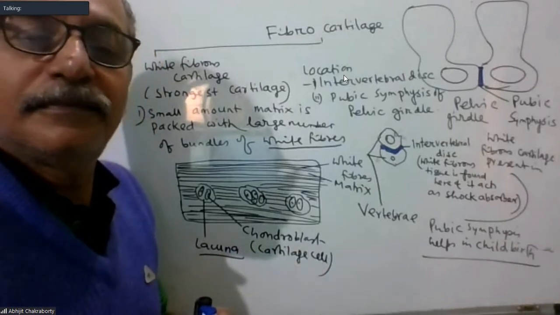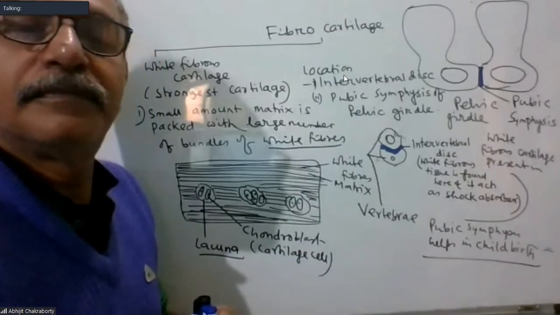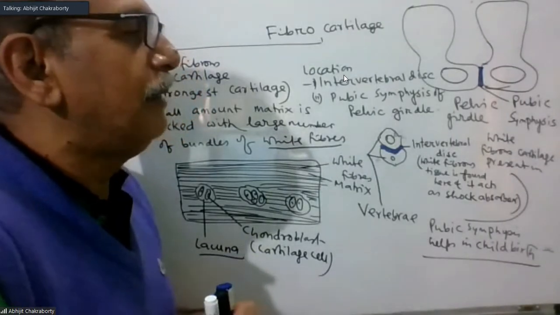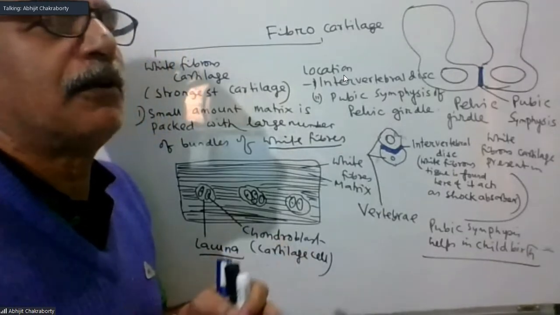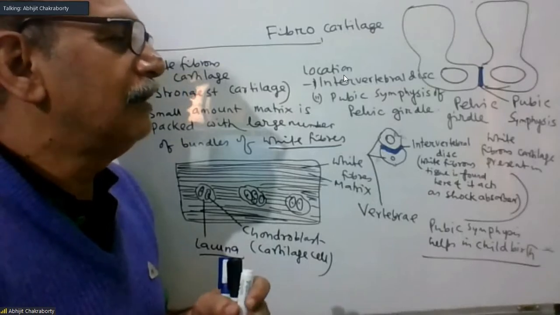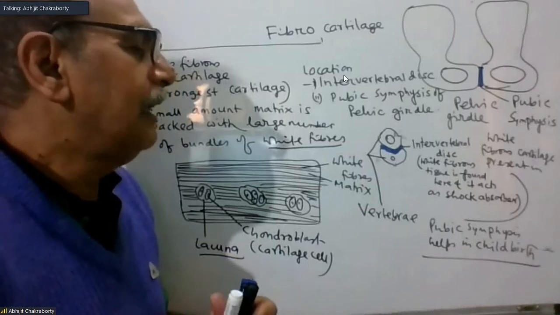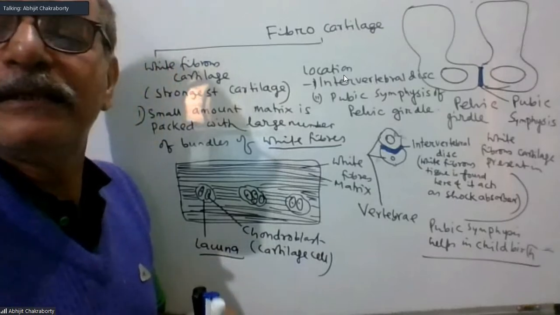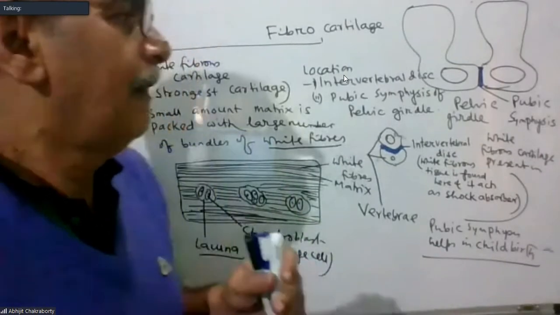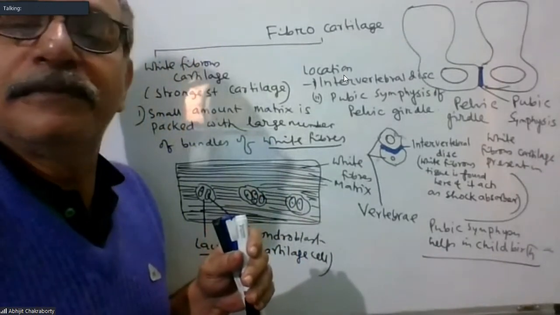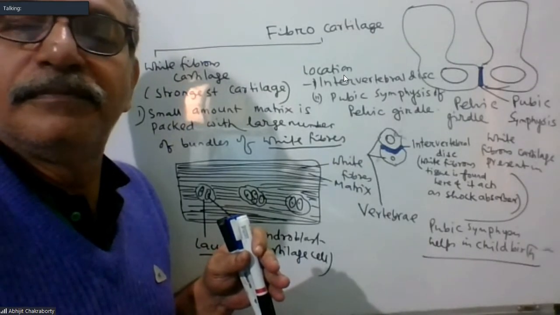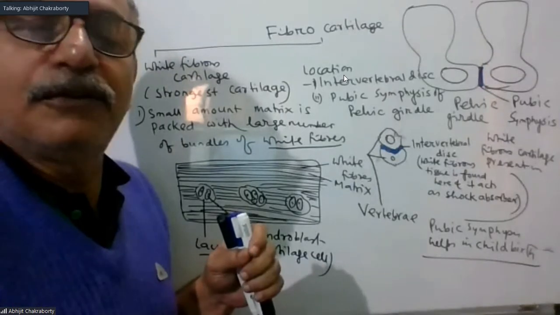Clear? White fibrous cartilage present in the pubic symphysis. The pubic symphysis is found at the junction of two parts of the pelvic girdle. This white fibrous tissue present here actually helps in childbirth. Clear? It helps in childbirth. Any doubt? Is it clear to you?